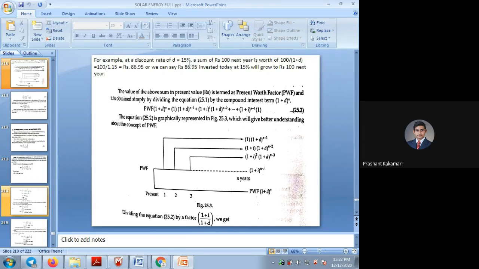Also, you can take one example here. At a discount rate of, say, 15%, what is the sum of 100 rupees next year worth? To find the discounting, 100 divided by 1 plus d. If you take 1 plus 15%, that is 0.15, it will be 1.15. So next year it will be discounted to 86.95, or you can say depreciation also. Or you can say that if you invest 86.95 rupees today at the discounted value, then after 15% of growth it will be 100 rupees. So like that, you can take the discount now and later you can grow the money.